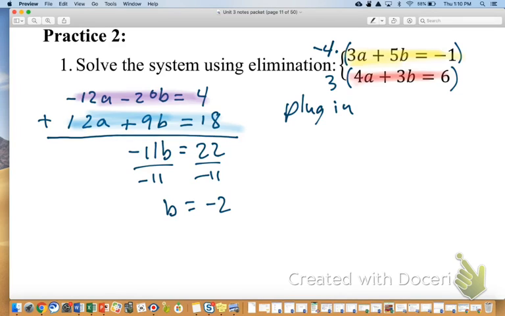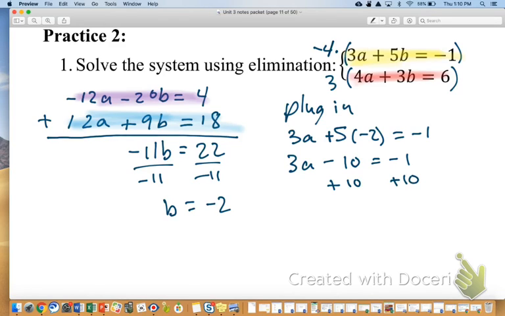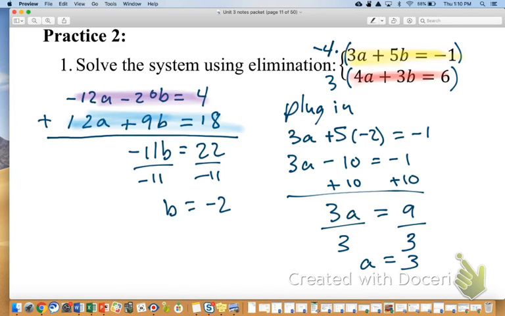So I'll just plug into the top one. This would be 3a plus 5 times negative 2 equals negative 1. Do a little arithmetic here. 3a minus 10 equals negative 1. Add 10 to both sides. I'm coming up with 3a equals 9. And so my final answer would be a equals 3. Yes. So my final answer would be 3 comma negative 2.